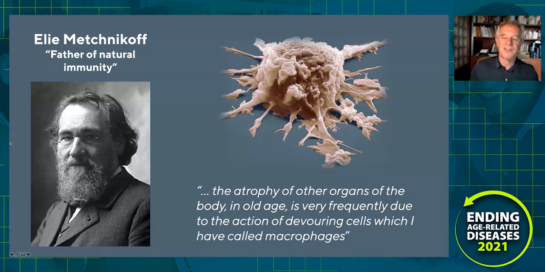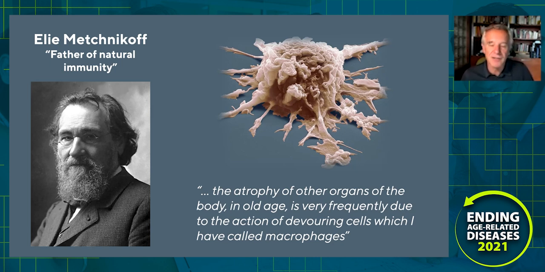Now, I want to stop to actually acknowledge the contribution of someone who had already discovered all of this in the 30s. And this is Elie Metchnikoff, who has been called the father of natural immunity, and probably the father of modern studies of the microbiome. Elie Metchnikoff was working at the Pasteur Institute in France. He's originally Russian, and is actually credited with the discovery of the macrophage, as shown here.